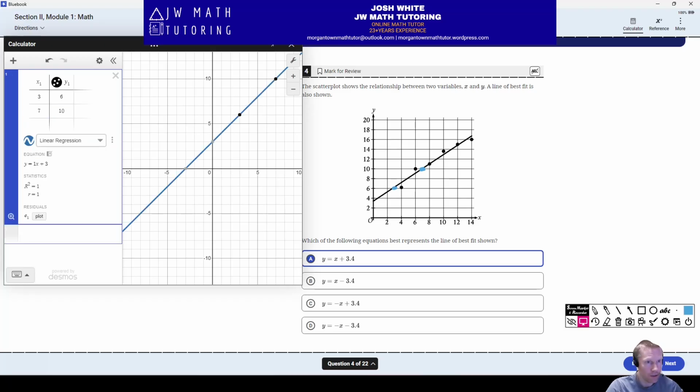And then we can click this button. Our linear regression is already done. The equation, y equals x plus 3. Okay, obviously that's not the exact answer. The slope is the same, it's positive 1. The y-intercept is not the same, but that's fine.